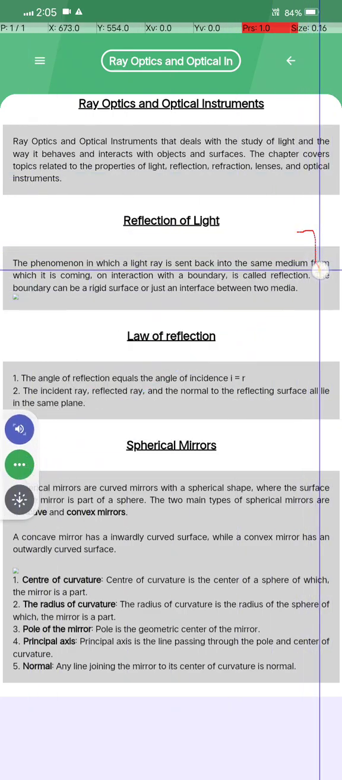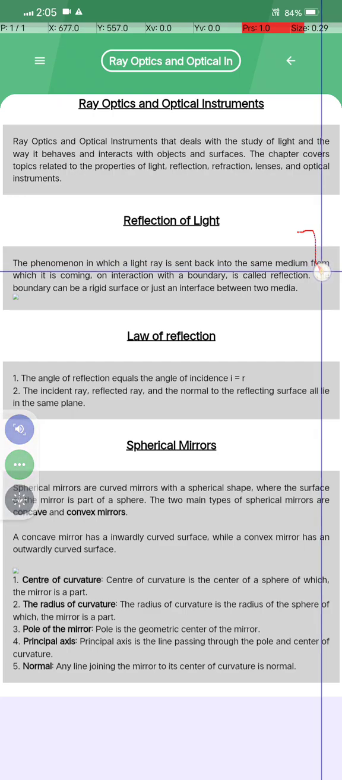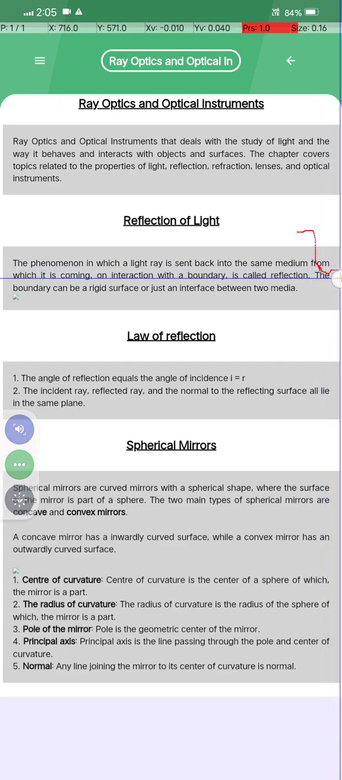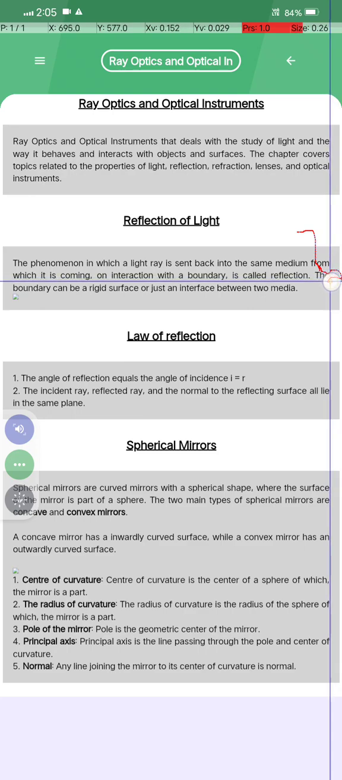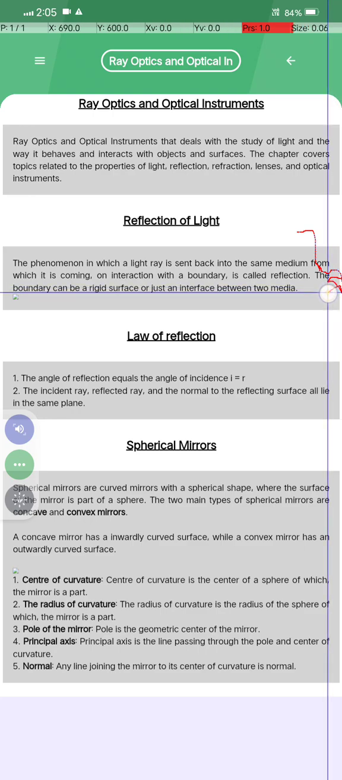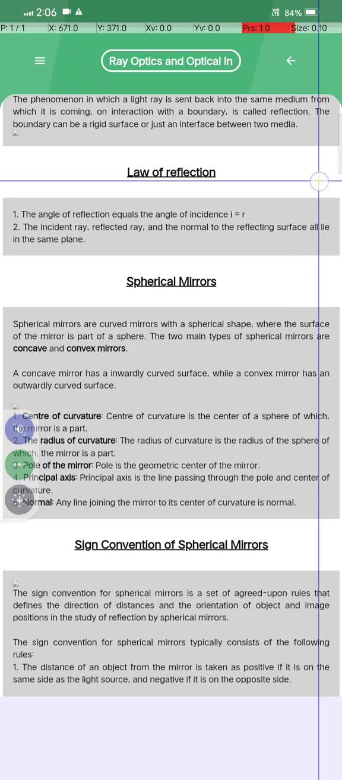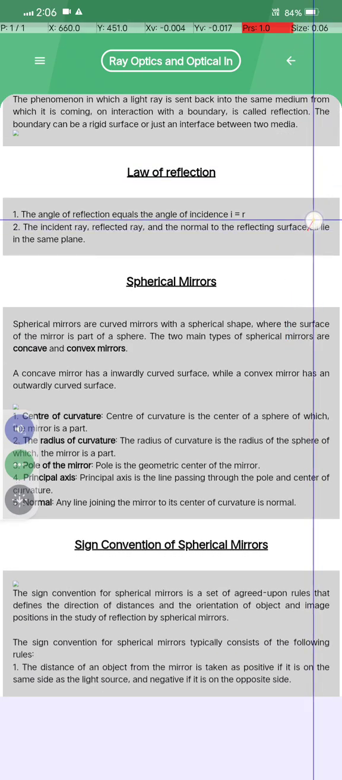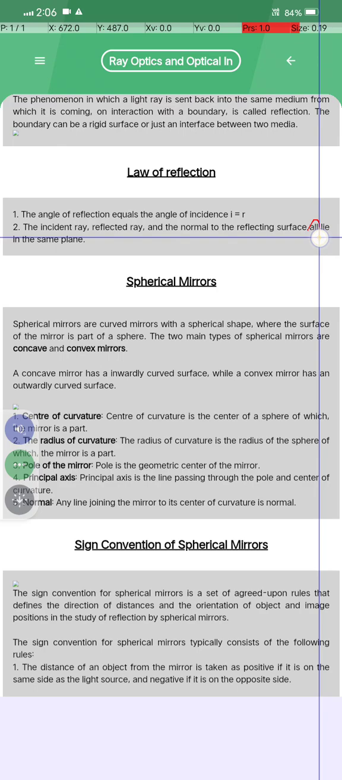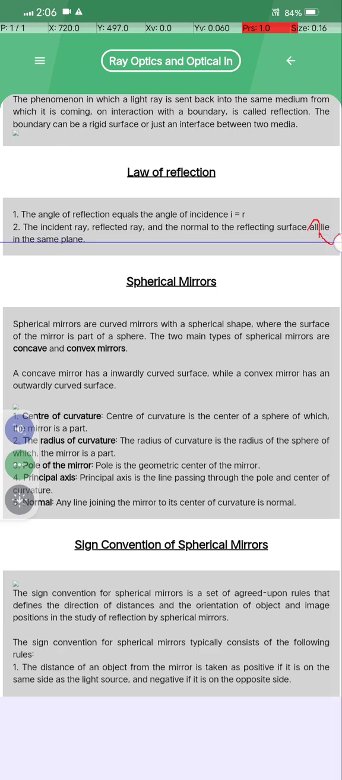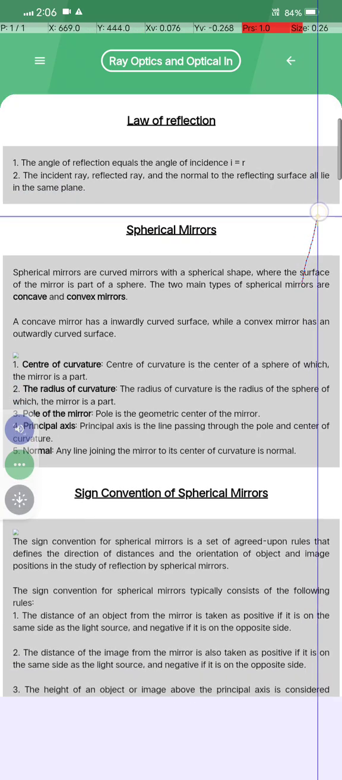Reflection of light: the phenomenon in which a light ray is sent back into the same medium from which it is coming, on interaction with a boundary, is called reflection. The boundary can be a rigid surface or just an interface between two media. Laws of reflection: the angle of reflection equals the angle of incidence, i is equal to r. The incident ray, the reflected ray and the normal to the reflecting surface all lie in the same plane.